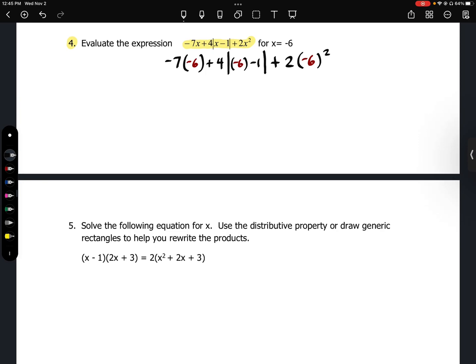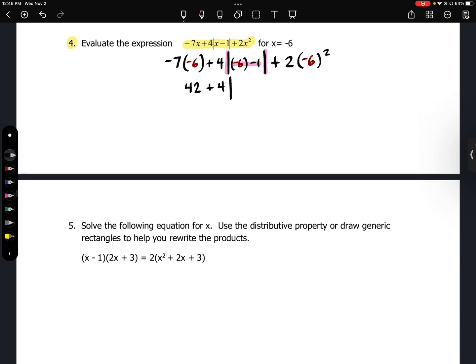All right, so -7 times -6 is going to be 42. Right, I guess we could start with order of operations there. I kind of jumped the gun, so I'll leave that as it is, but we have plus 4, right? And here is where we've actually got some grouping symbols, right? The absolute value is grouping symbols. So we need to simplify the inside of this. What is -6 minus 1? Well, it should be -7, right?